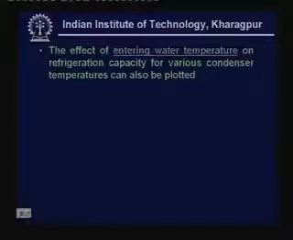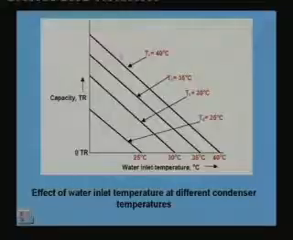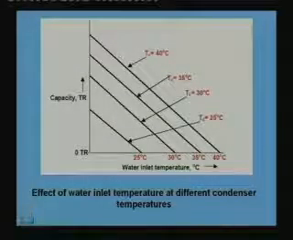Now the effect of entering water temperature on refrigeration capacity for various condenser temperatures can also be plotted. The last curve is for the fixed water inlet temperature and fixed flow rate. So we just varied the evaporator temperature and condenser temperature, and we got the capacity of the system. You can also study the effect of condenser water inlet temperature, that means the cooling water inlet temperature, on the capacity of the system.